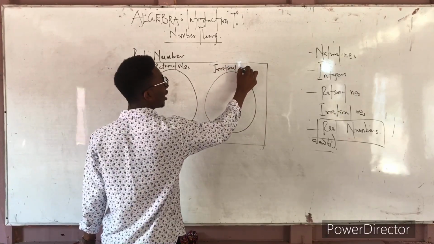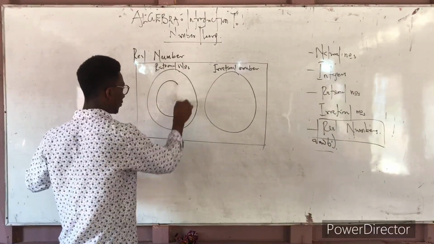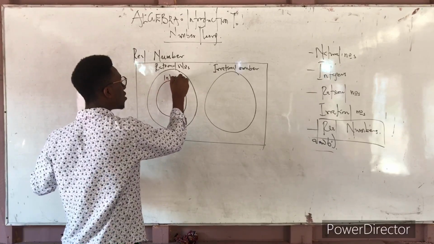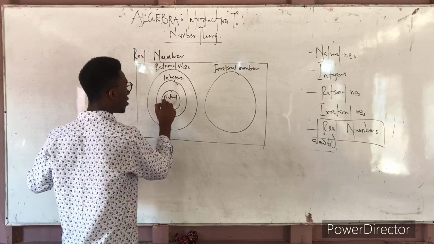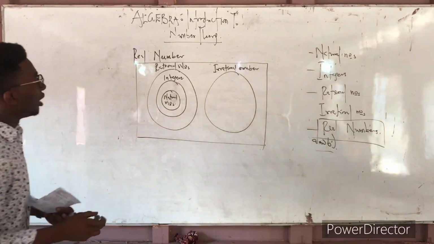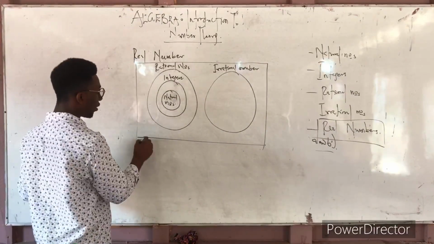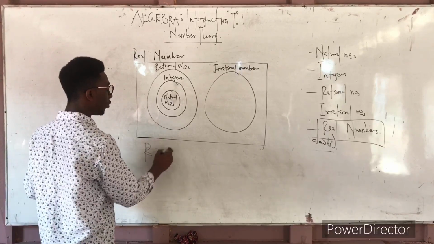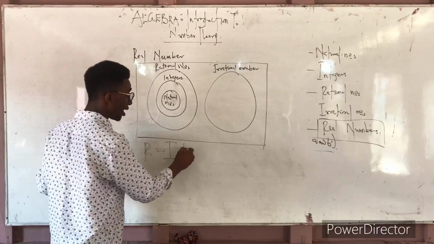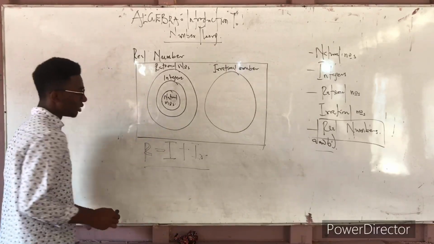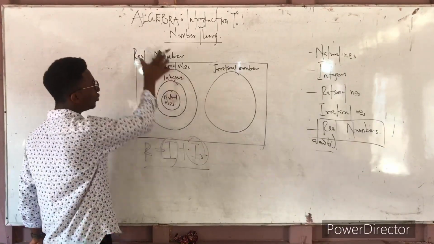You say irrational numbers can never be rational. So now, as I said, integers are subsets of rational numbers, and natural numbers are also subsets of what? Integers. So now, if you have this, it will easily make you understand what a real number is. So we say a real number is simply a rational number plus an irrational number. So if you add a rational number plus an irrational number, you get a real number.